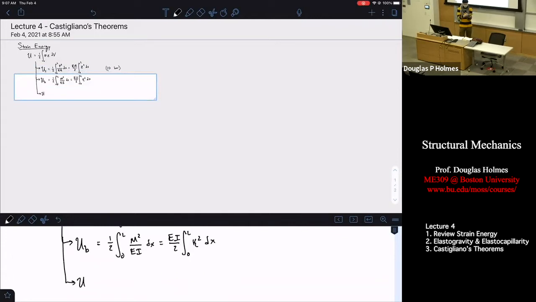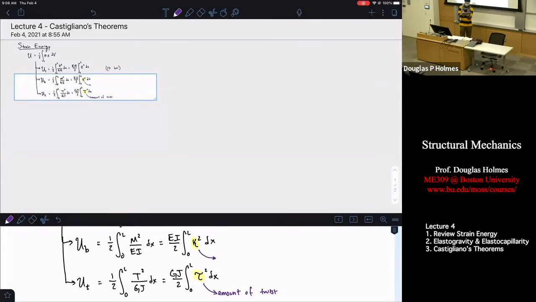And so the energy you store in torsion, we'll call it UT, is equal to the integral from 0 to L of your torque squared over GJ dx, or GJ over 2 times the integral of your amount of twist squared. So I'll highlight that just to remind you. This is your amount of twist. This is your amount of curvature. And I think epsilon is pretty familiar as the amount of strain.